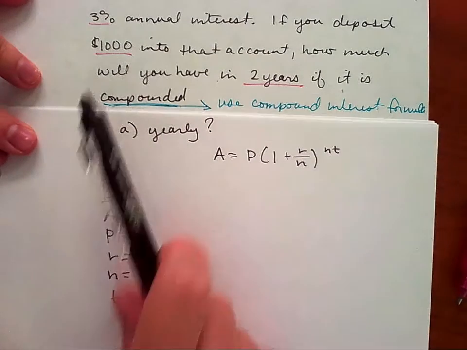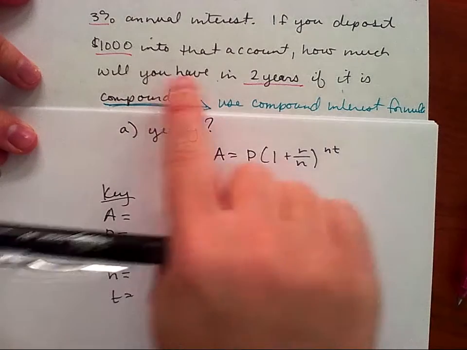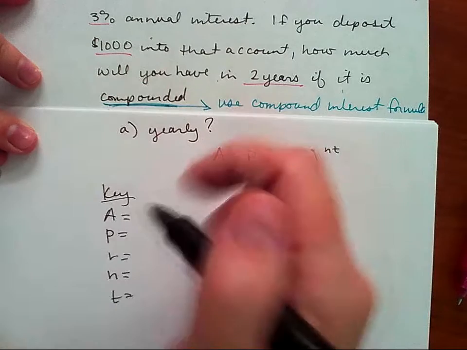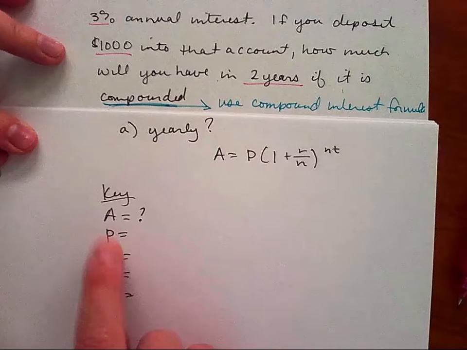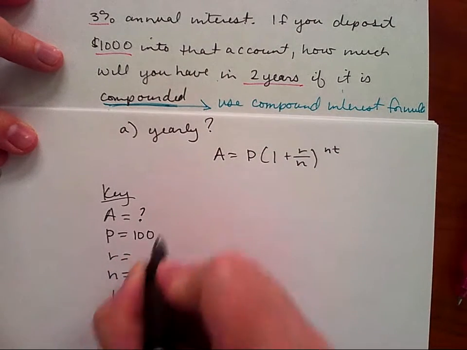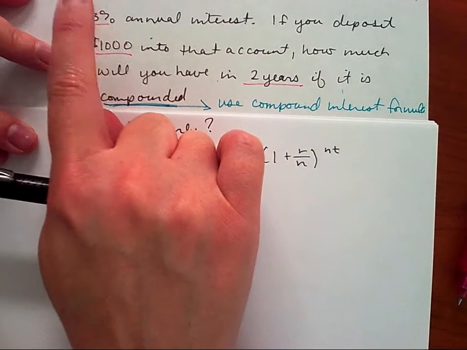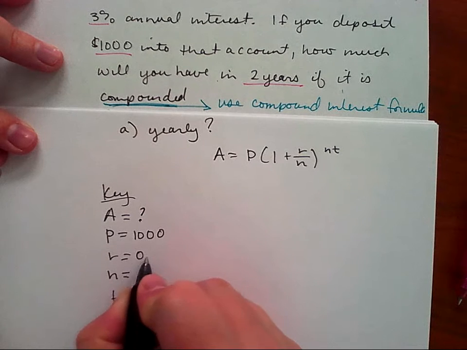Is that in here? It says, how much will you have? That means future. Will is future, right? How much will you have? That's my question mark. Principal, that's my initial amount. If you deposit $1,000 into your account. R is interest rate. That's always the percentage. Here I have 3%. How do I write that? 0.03.